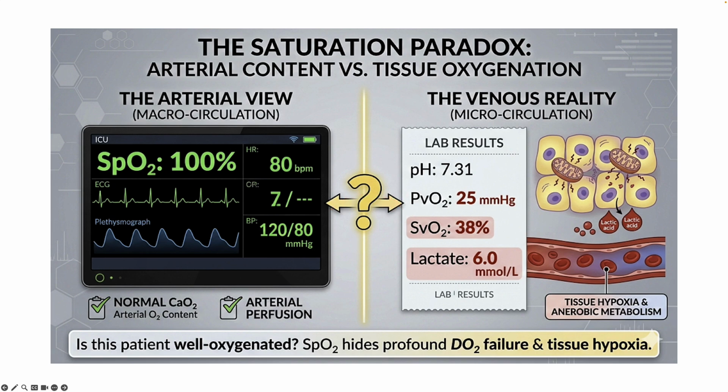So the point I'm trying to make is, despite a patient having a SATs of 100%, these patients can have issues with oxygen delivery, and at tissue level, these guys may be hypoxemic. So let's understand the concept of oxygen delivery in more detail so that we can avoid situations like these.